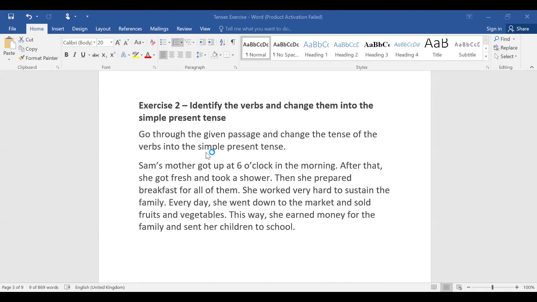And this is the passage. The passage starts from here, from Sam. Sam's mother got up at 6 o'clock in the morning. After that, she got fresh and took a shower. That was the passage.